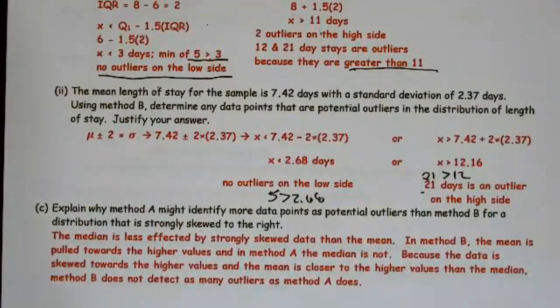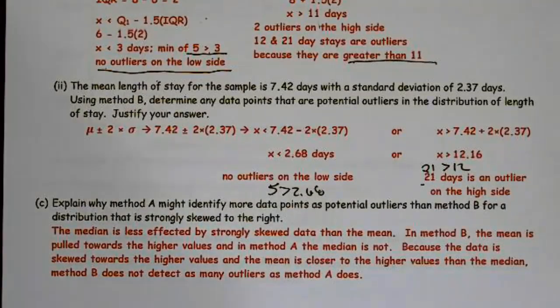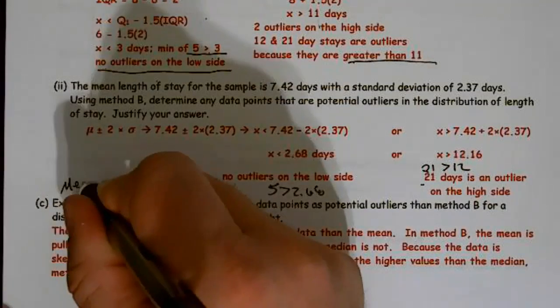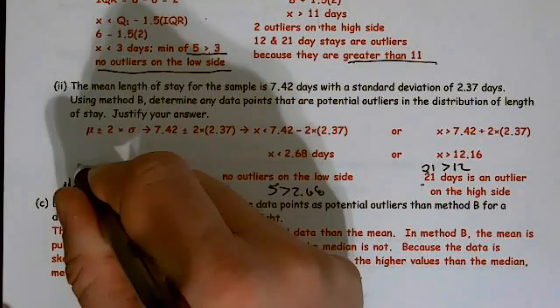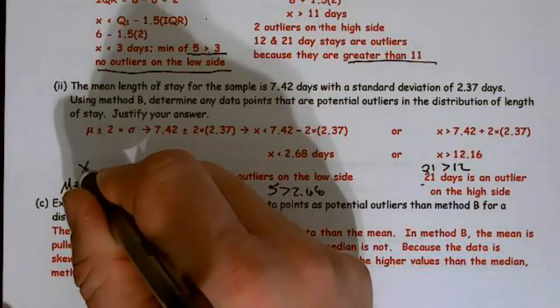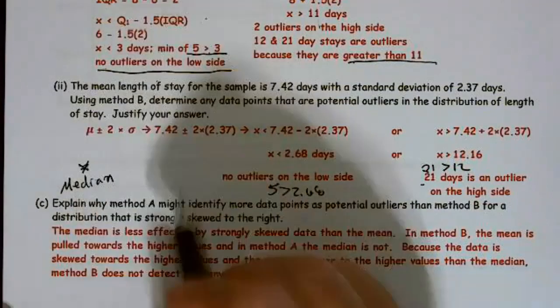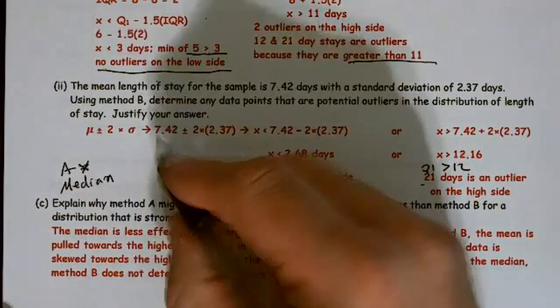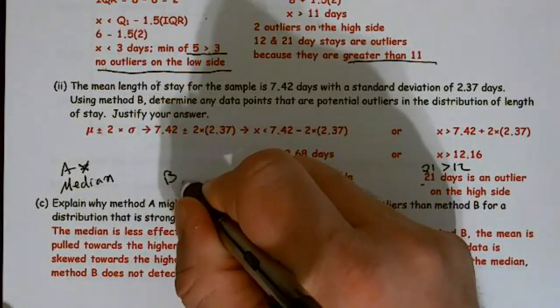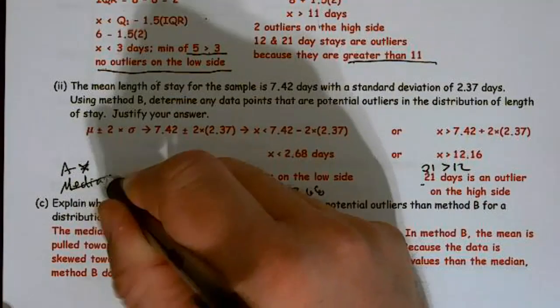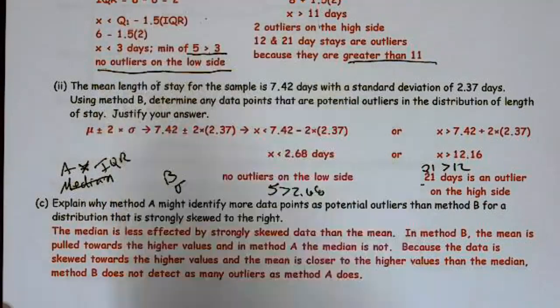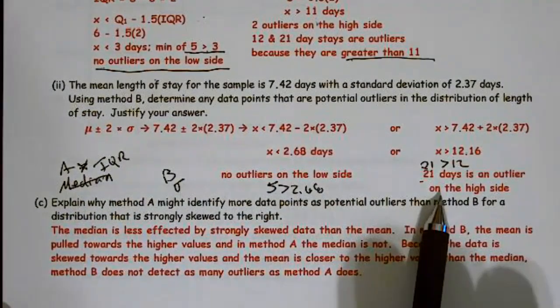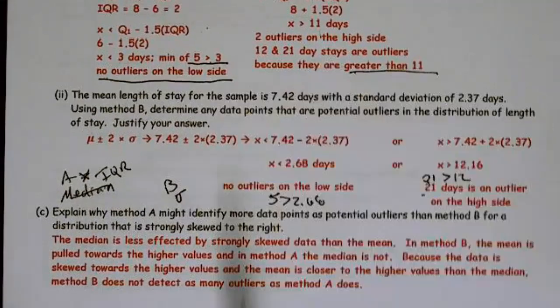So the next question, which is probably the hard part, is explain why method A may identify more data points as the potential outliers. Now, method A used IQR, and method B uses standard deviation. And we notice method B only had 1 outlier and method A had 2.